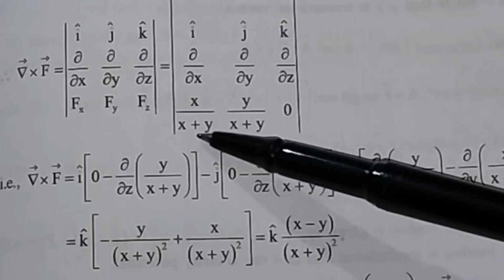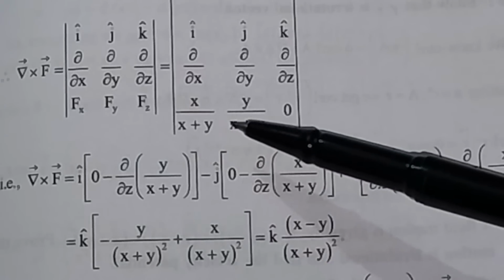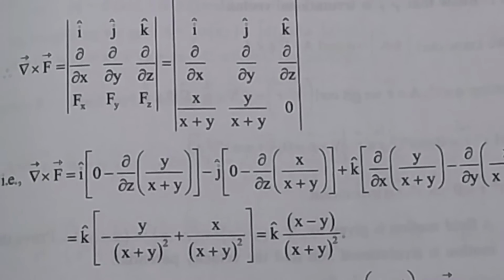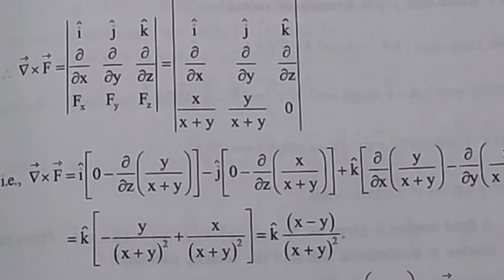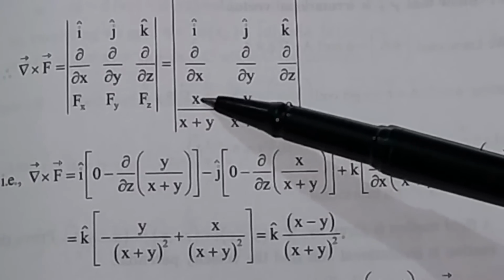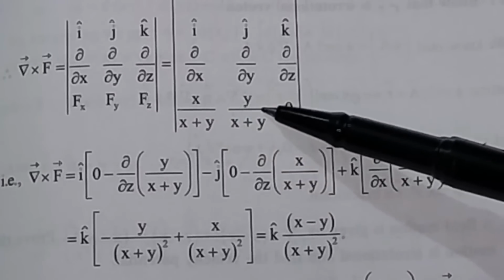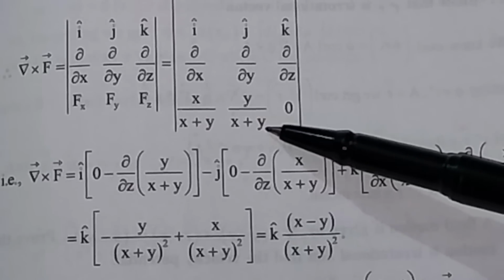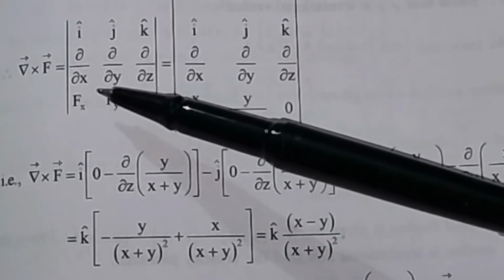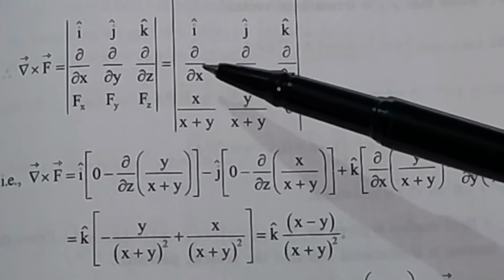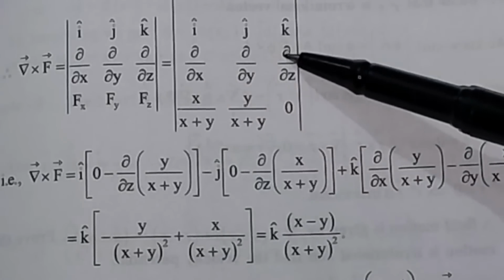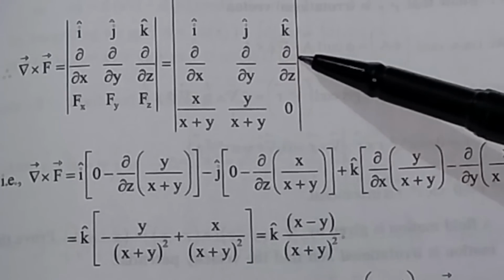So fx, fy and fz from the given vector f, which is equal to x divided by (x + y) i cap plus y divided by (x + y) into j cap, and there is no z component, so the z component will be equal to 0. The x component is x divided by (x + y), and the y component is y divided by (x + y), and the other terms like i cap, j cap, k cap and the del operator terms, that is partial derivative with respect to x, y and z, will remain as they are.